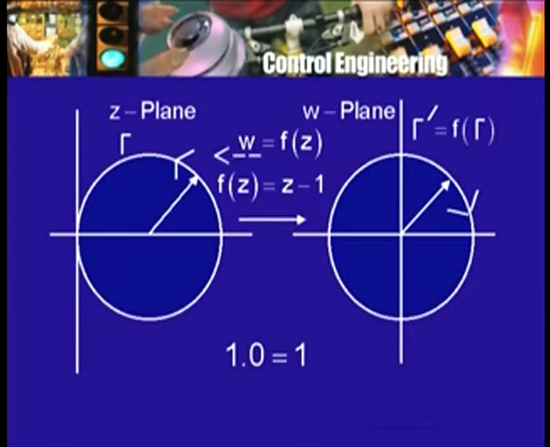Note that if I had changed the direction of traverse of gamma here, if instead of this I had this, then the contour gamma prime would be traversed in the clockwise sense, and so the sense of gamma and gamma prime would still be the same, both clockwise. Therefore the number of encirclements, which is 1, I will not attach a minus sign to it, I will still keep it as 1, and therefore 1 is still equal to 1 minus 0. So that is how the principle of argument is to be applied.